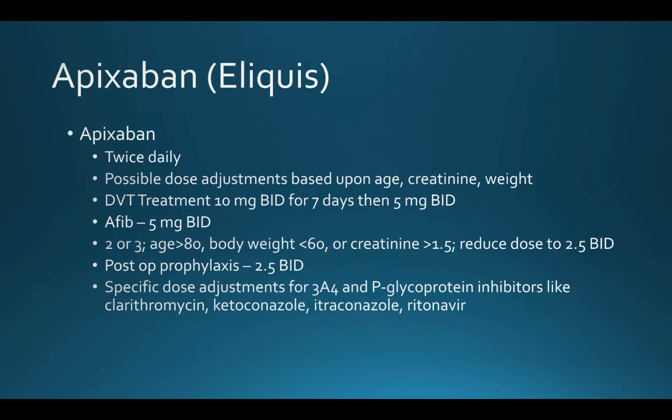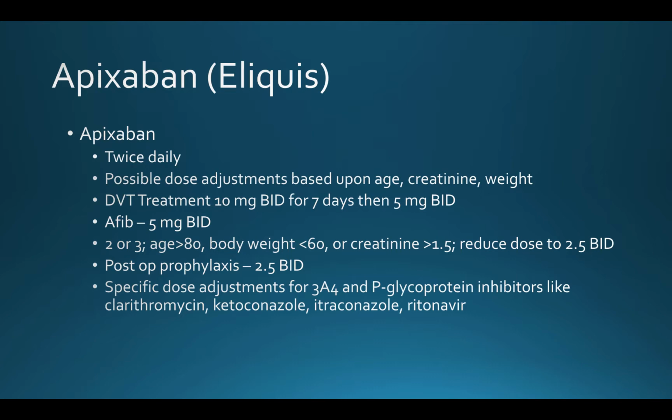Dose adjustments based upon age, creatinine, and weight. So you can see down below if they've got 2 out of 3: age greater than 80, body weight less than 60, creatinine greater than 1.5, so think really old, really light, or poor kidney function. If they've got 2 of those 3, a dose reduction is recommended to 2.5 twice a day.